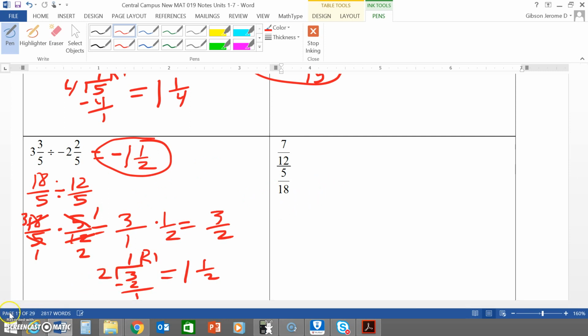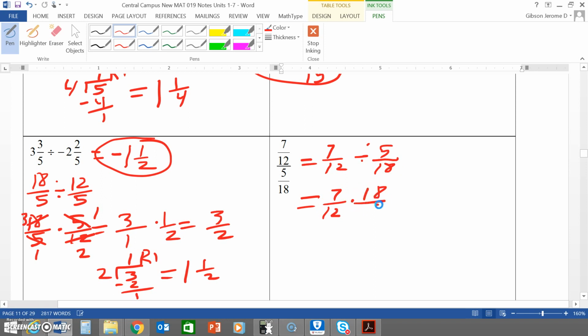Now we come here, and we have a fraction over a fraction. Now when you have a fraction over a fraction, that just means this here would be 7/12 divided by 5/18. Nothing special. So we would keep the first fraction the same. Division would become multiplication, and we'll take the reciprocal of the second fraction. Now, the only thing that we have in common that we could simplify before we multiply is with the 12 and 18. They both have 6 in common.